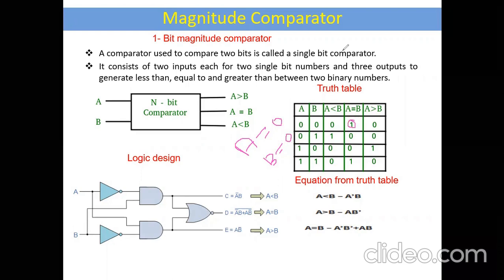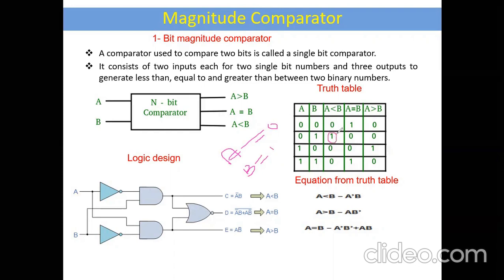So you write 1 in A equal to B. Then we should compare the second one. A equal to 0, then B equal to 1. So A is 0, B is 1. From this, you know this is A less than B. So you should write 1 in A less than B.